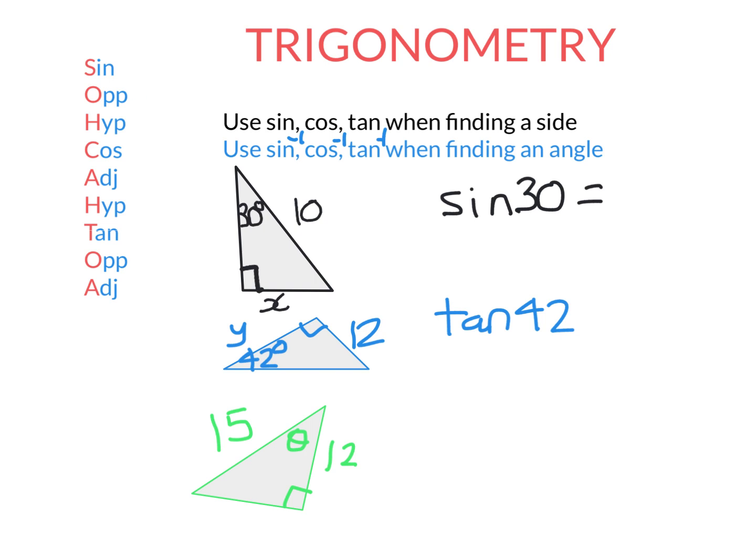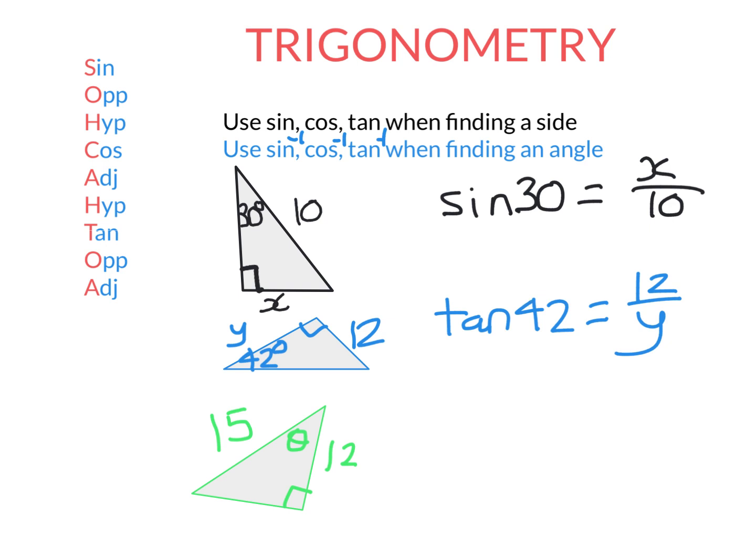So sine 30 equals the opposite x over the hypotenuse 10. Here, tan 42 equals opposite over adjacent. So opposite 12, adjacent y. Opposite goes on top because here it's on top in the SOHCAHTOA acronym.